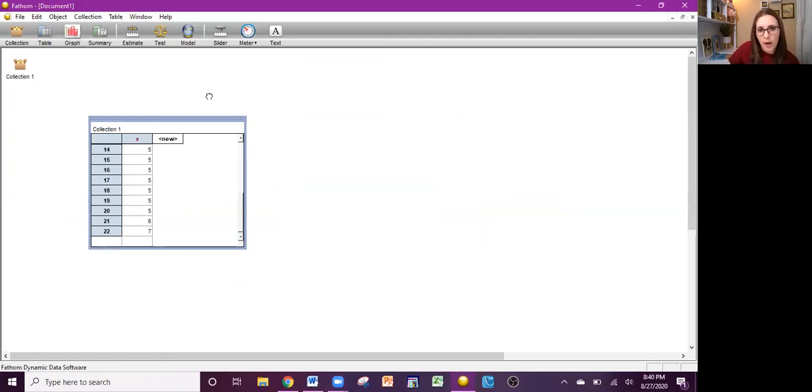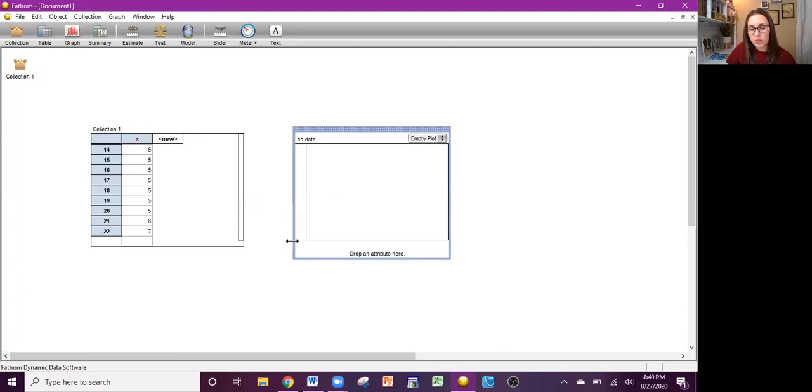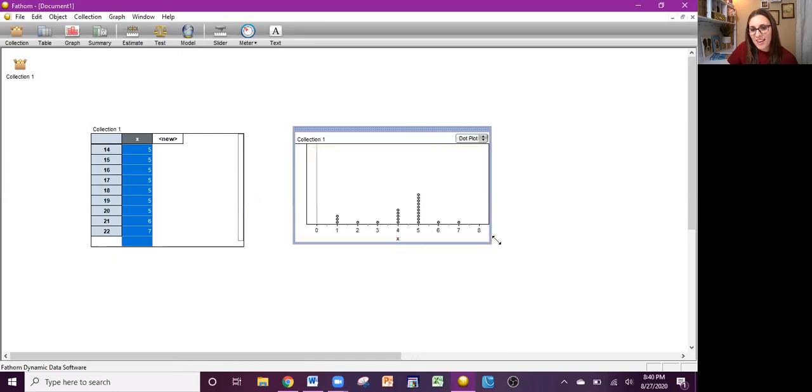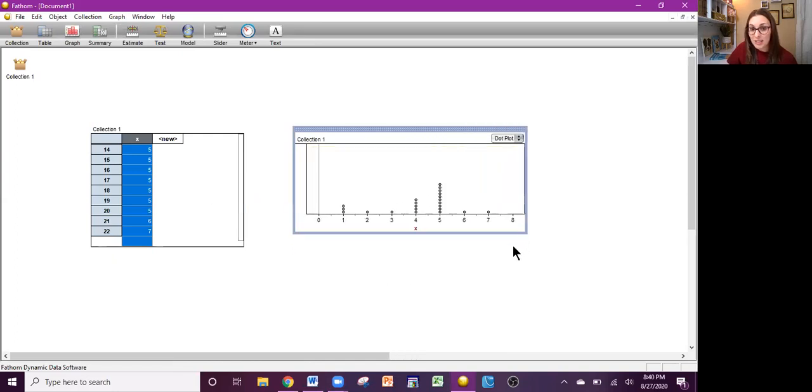Now I'm going to pull down a graph, drag it over. I'm going to grab this X, drag it over. Isn't that so neat? That's a dot plot. Done. Didn't have to do it by hand. Super easy. They also have line plots, histograms. So if you don't have PowerPoint, this is a $6 alternative.